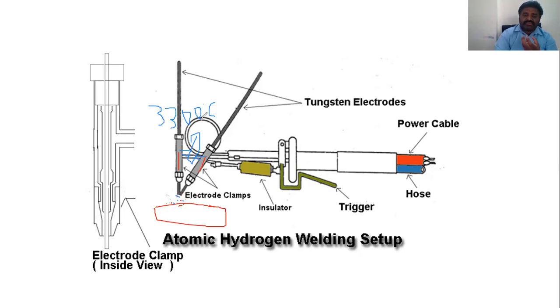This heat, produced as the hydrogen atoms recombine into molecules, is used to melt the base metal, and a filler rod can also be used to make a fusion weld. So what is the use of hydrogen?